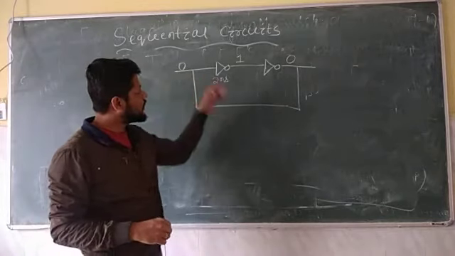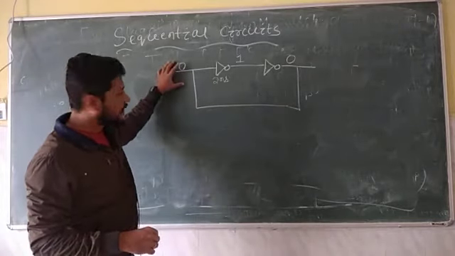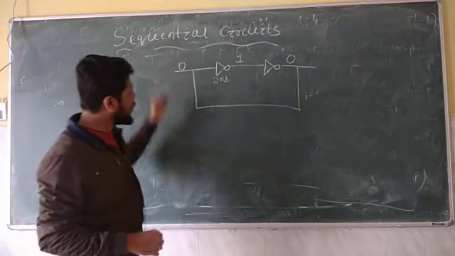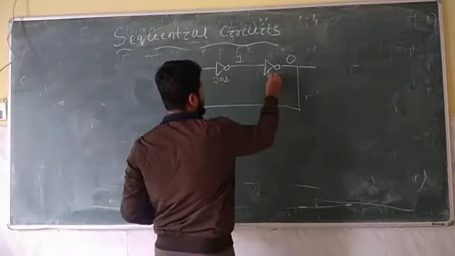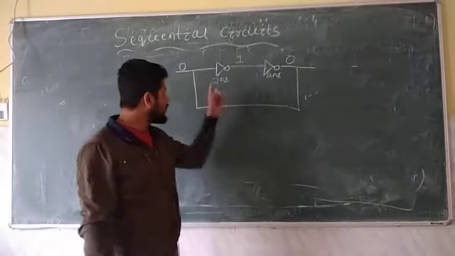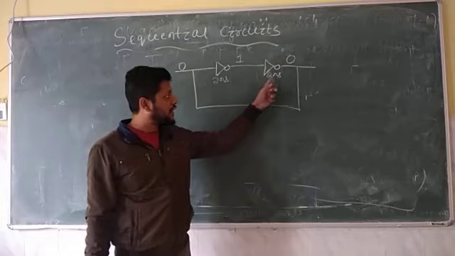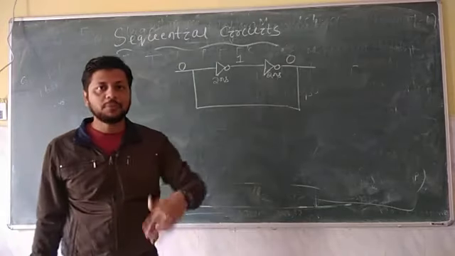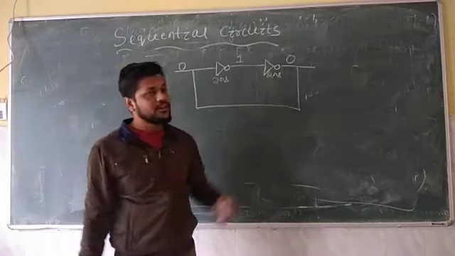And this 0 you can see gets fed back to this output. So obviously, the moment you apply 0, we get this output after some delay, and this gate delay is 2 nanosecond, and this gate delay is 2 nanosecond. So after 4 nanosecond also we are getting the same result.